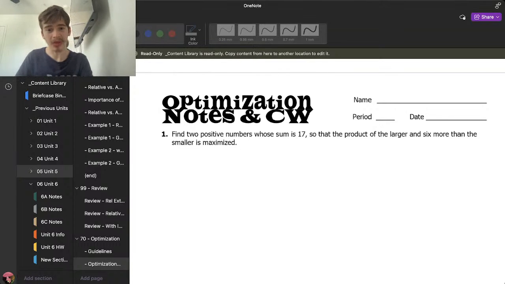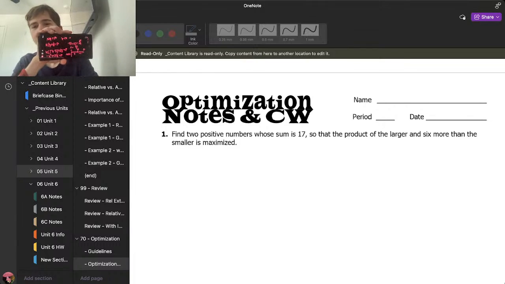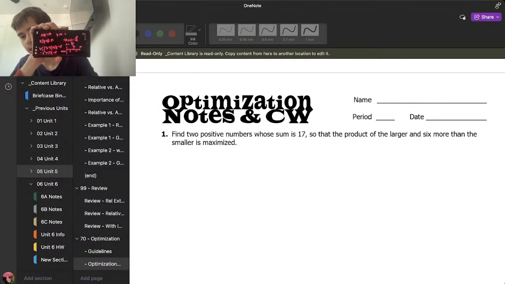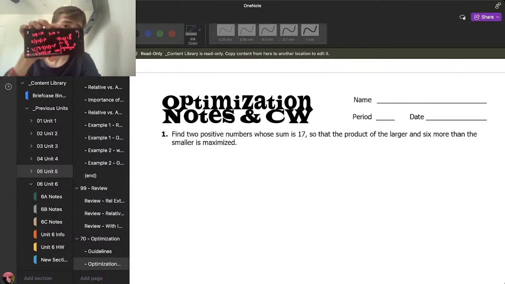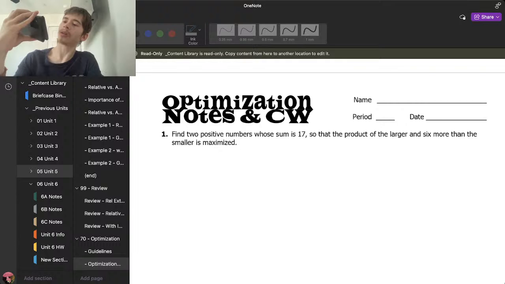So I feel like the two positive numbers that I got are 23 over 2 and 11 over 2. My work is setting up the two pieces of information they gave me: x plus y equals 17, and x times y plus 6 equals P, which is the product maximized. I'm just using P for example. I take the derivative, right? I actually changed it to y equals 17 minus x based on our first equation.